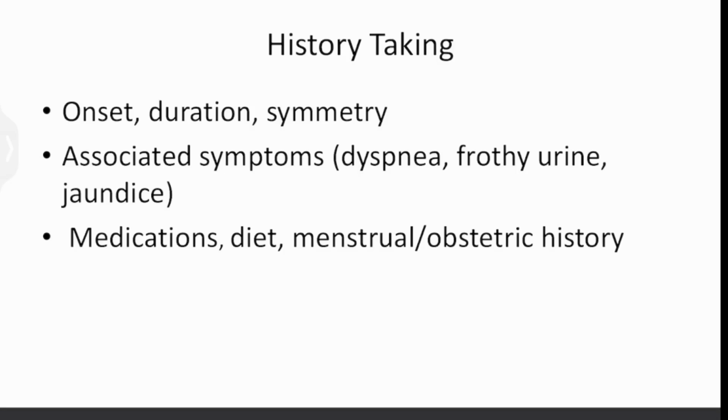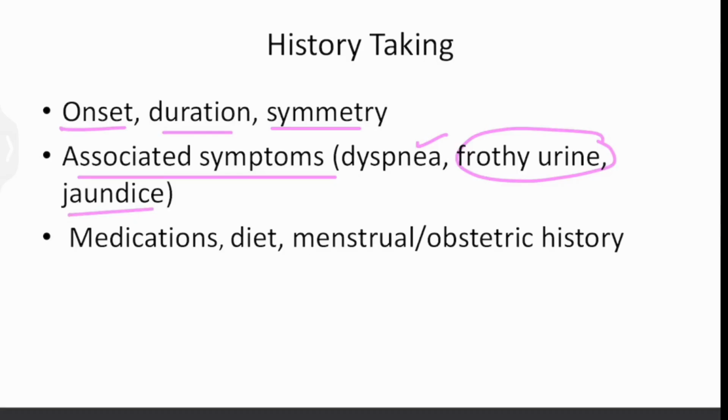Now we go into the history taking. We should ask about the onset, duration, symmetry. Always ask associated symptoms. In heart failure, you get dyspnea, chest pain, palpitation, etc. Frothy urine is characteristic of proteinuria. Ask about jaundice, it suggests a liver disease.